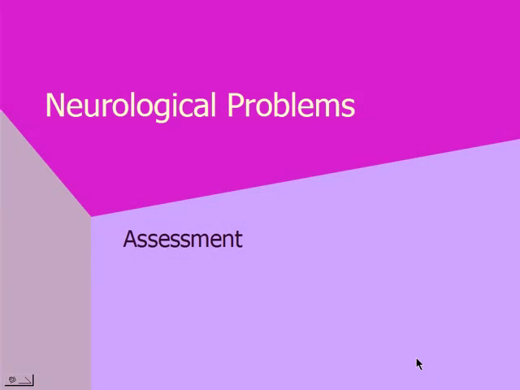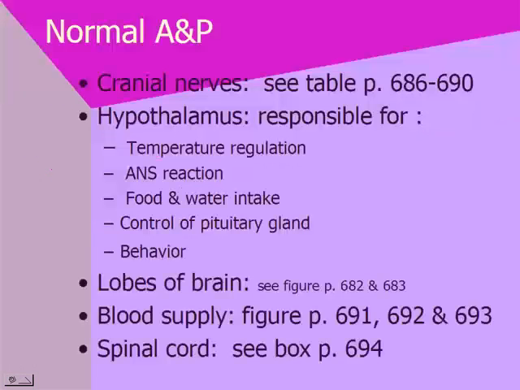Part 1 of Neurological Problems Assessment. We have our cranial nerves, and they are listed in a table on pages 686 to 690.